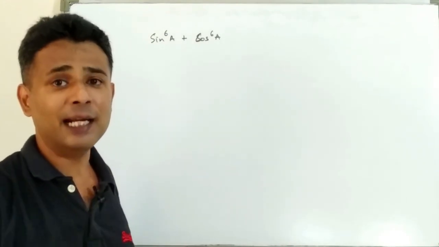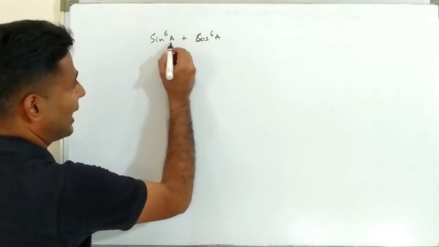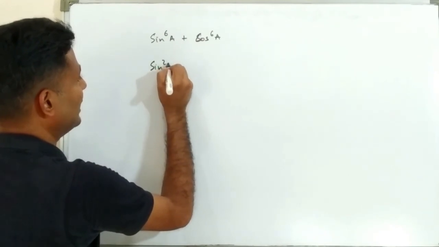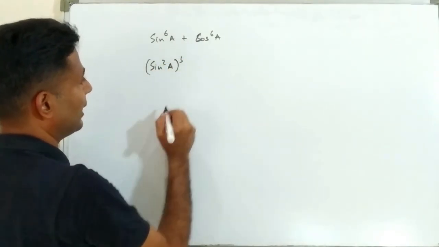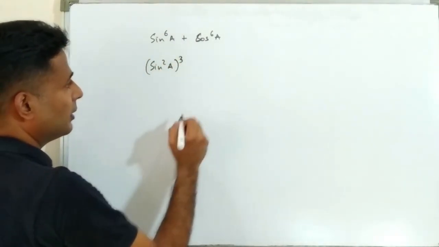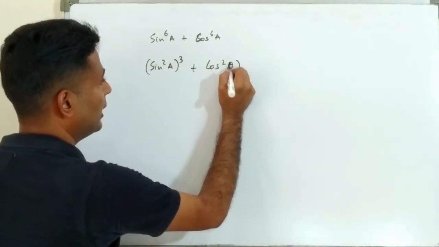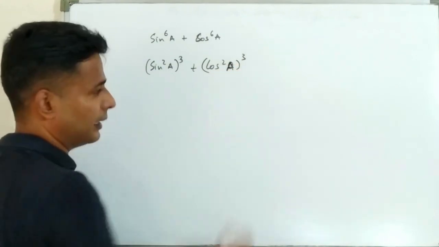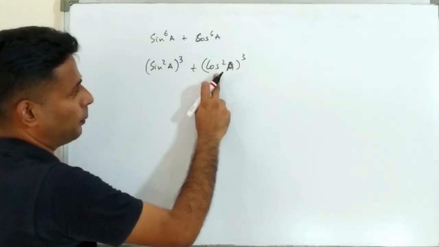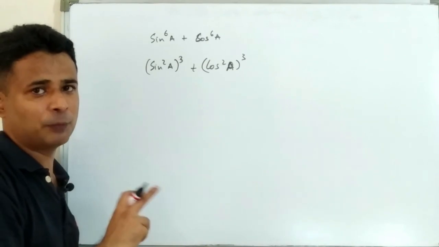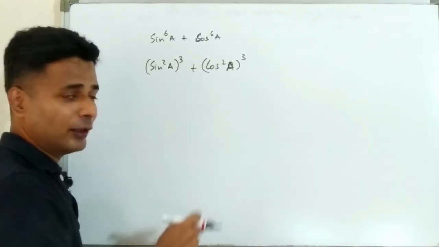You have to get sin square a and cos square a, which means I'll write sin to the power 6a as sin square a whole to the power 3, right? Plus cos to the power 6a can be written as cos square a whole to the power 3. Now it is of the form a cube plus b cube. If you remember from the previous problem, 1 or 2 problems back, I had given you that formula.